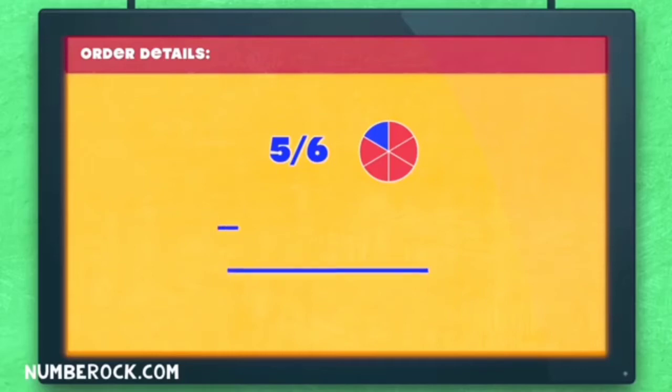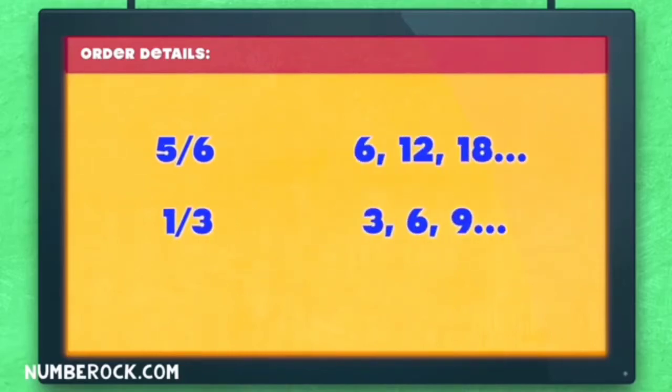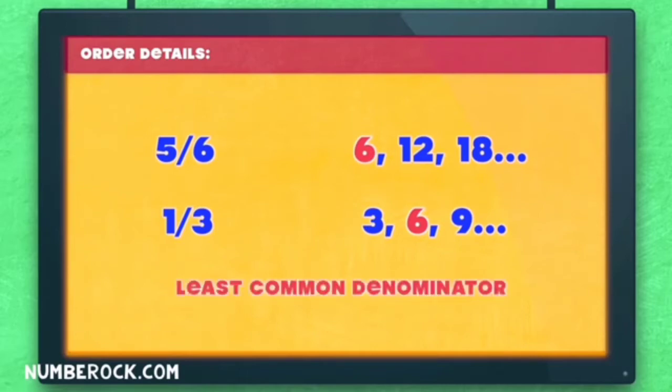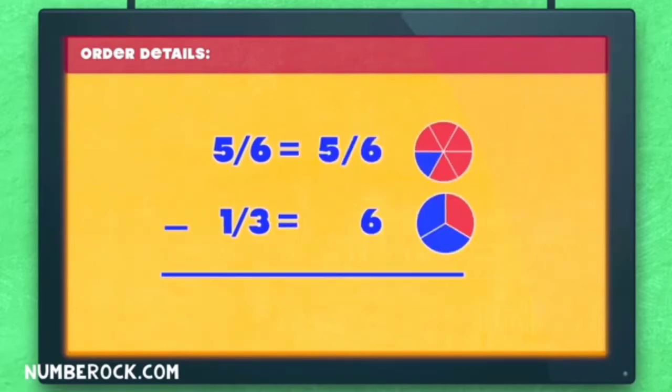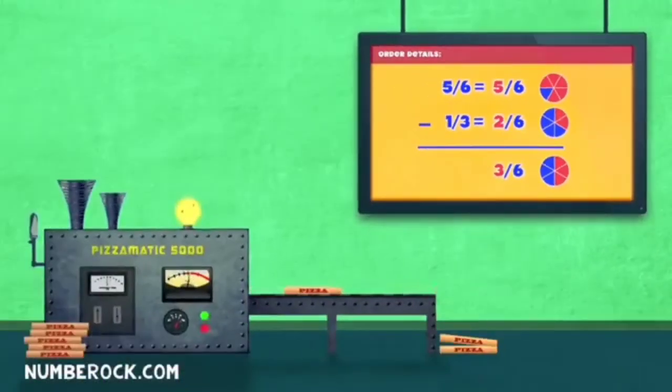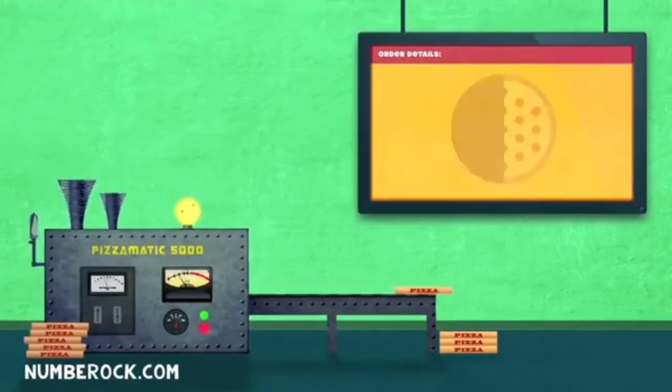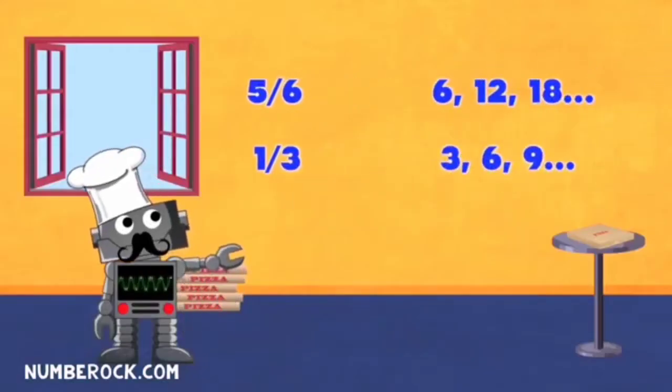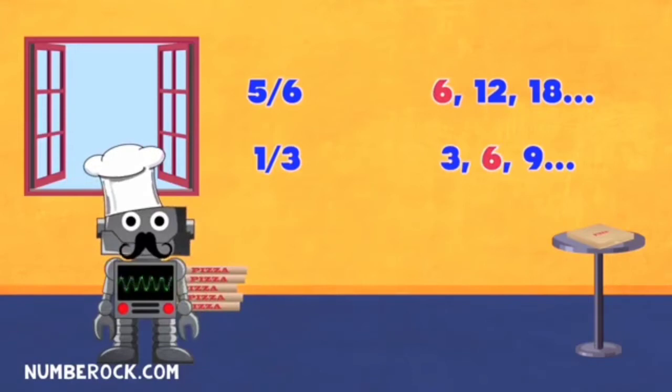5/6 of a pizza minus 1/3. I knew the LCM was 6. And have you heard? It's also called the least common denominator. I found equivalent fractions, 5/6 and 2/6. Then I did the subtraction. 5 minus 2 is 3. 3/6 of a pizza at the pizzeria. Yum yum yum. Find the least common multiple, that's the first action.